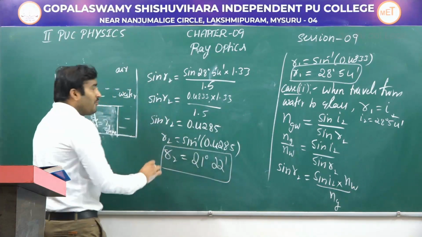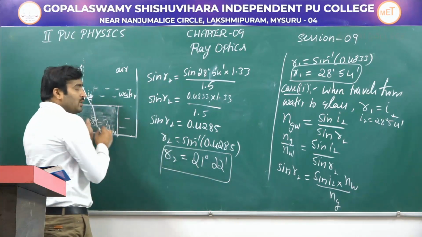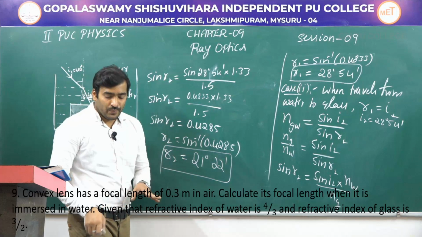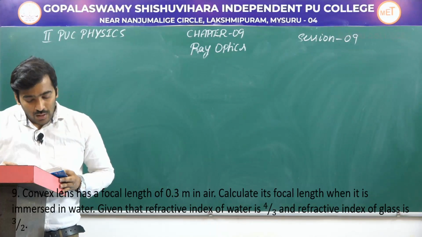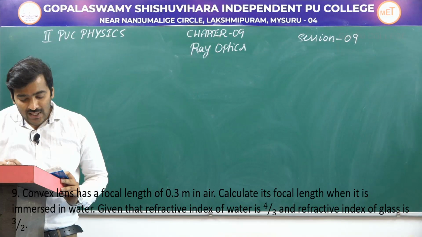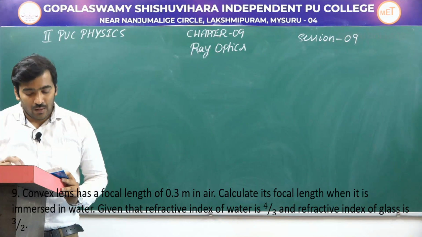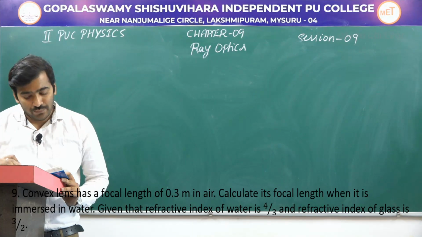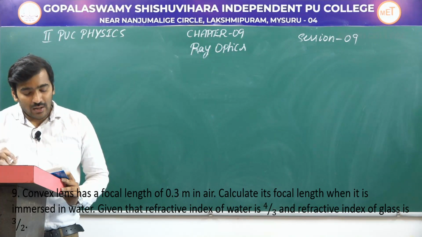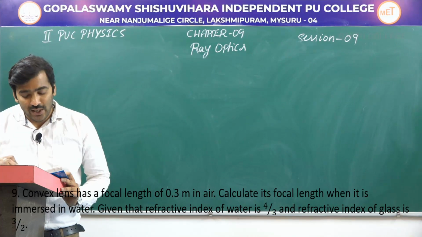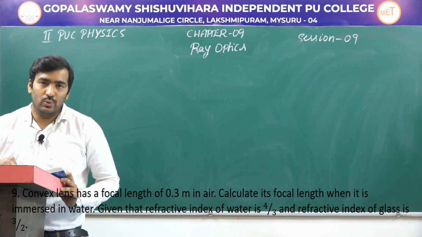So we got the value of angle of refraction at the second surface, correct? We'll move on to the next problem now. The next problem is, a convex lens has a focal length of 0.30 meter in air. Calculate its focal length when it is immersed in water. Given that refractive index of water is equal to 4/3 and refractive index of glass is equal to 3/2.